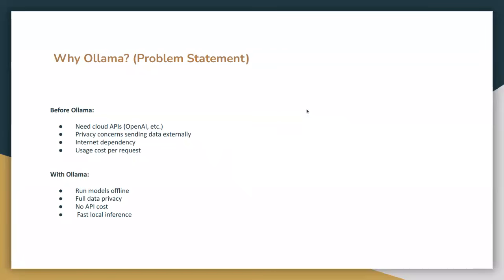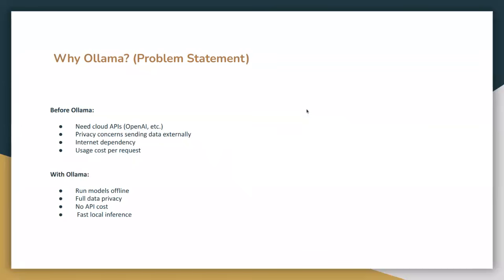Why Ollama? Problem statement. Before Ollama, we needed cloud APIs like OpenAI, etc. Okay, privacy concerns sending data externally, internet dependency, usage cost per request. These are not exactly limitations, but there are some pros and cons with all the products. So if we don't use Ollama, we have to face some challenges.